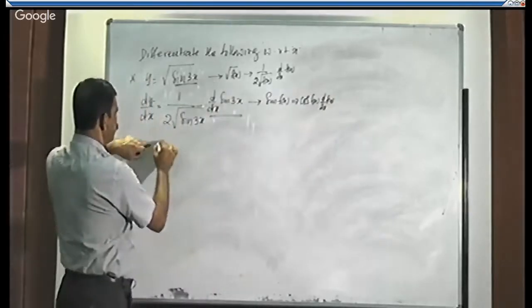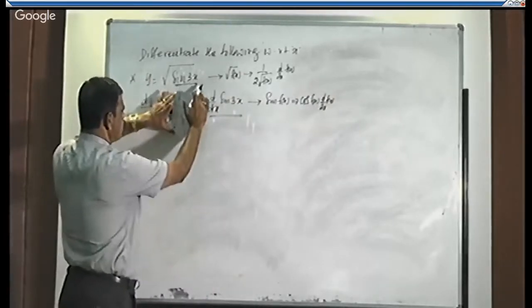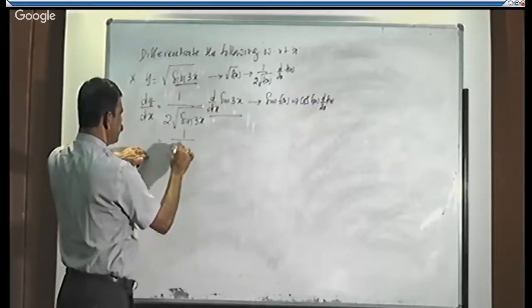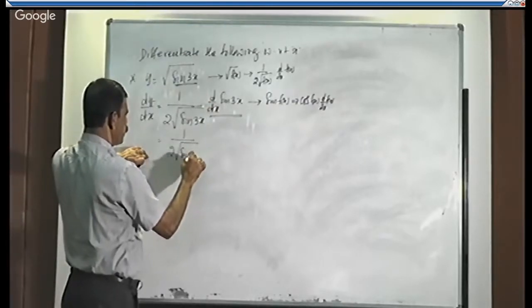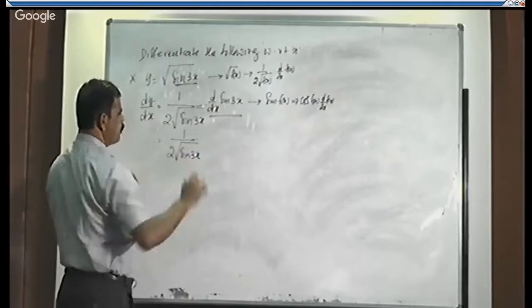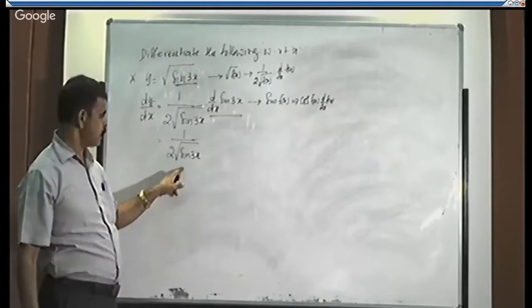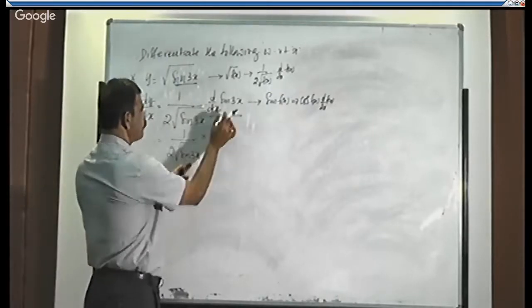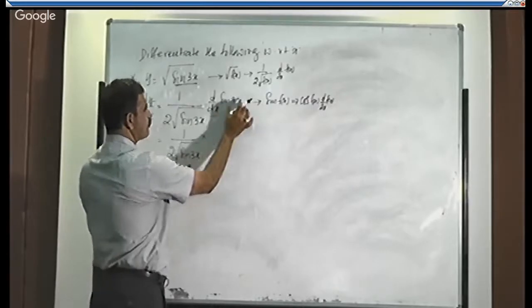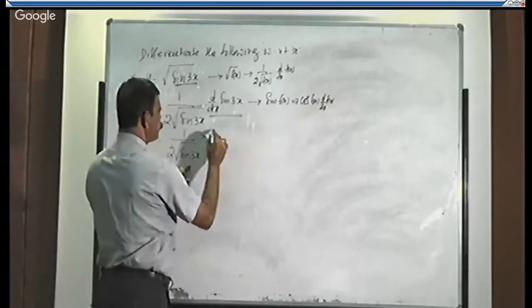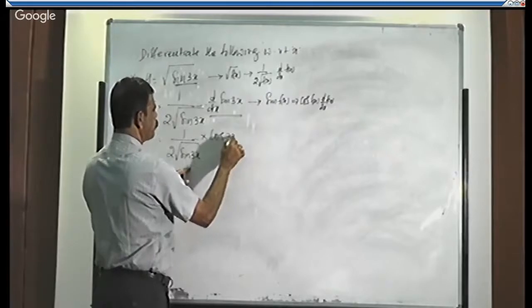This will not be altered. It is taken as it is. There is no simplification here. Take it as it is: 1 by 2 root of sine 3x into differentiation of sine function. Differentiation of sine function is what? Cos function. The function is kept as it is.